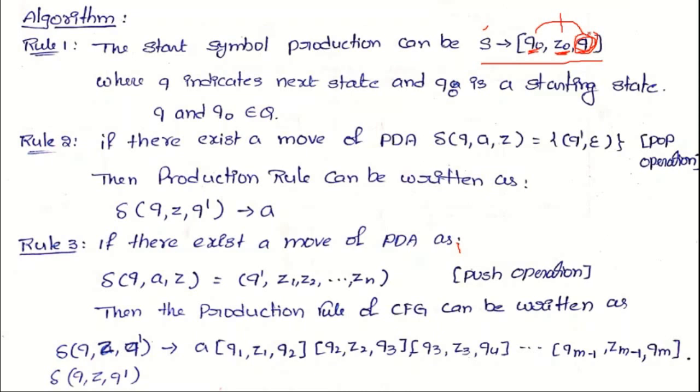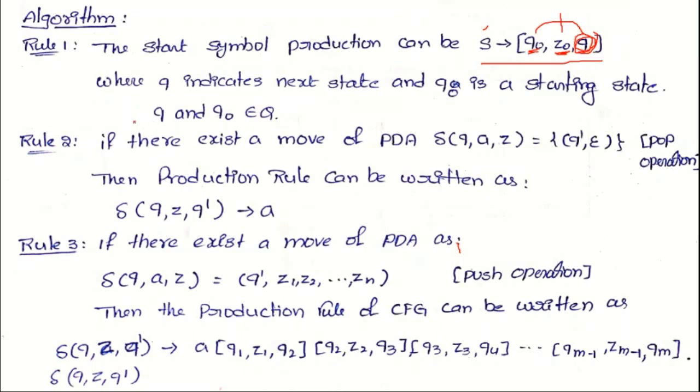In case our PDA contains 3 states, then we can write 3 combinations. S derives q naught comma z naught comma q naught, S derives q naught comma z naught comma q1, S derives q naught comma z naught comma q2. In this manner we will write the production rules for the starting symbol for each and every state from the given PDA. So that is the starting symbol related production rule.